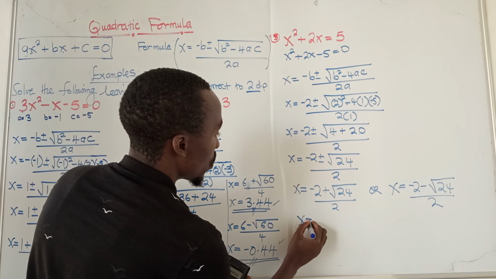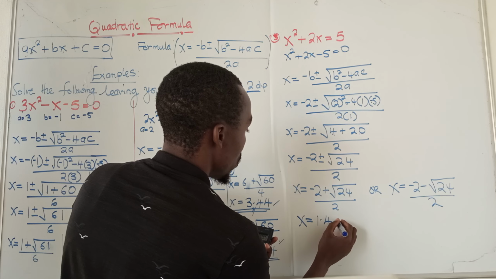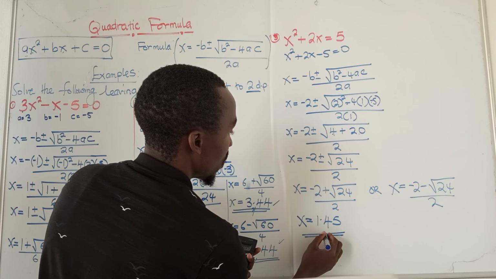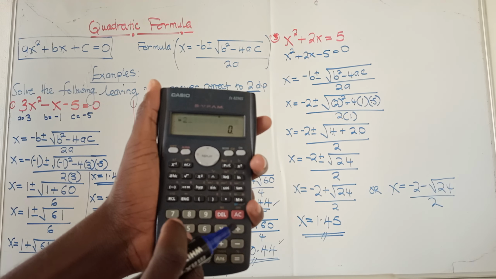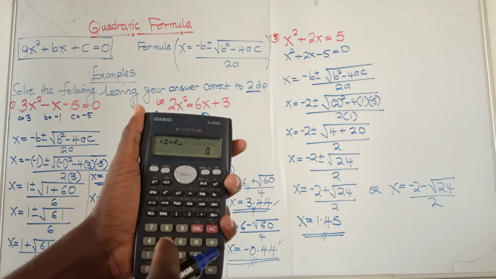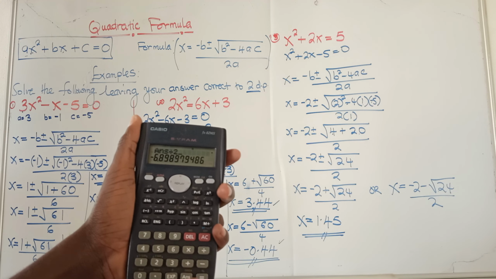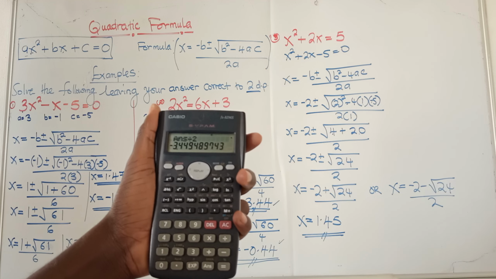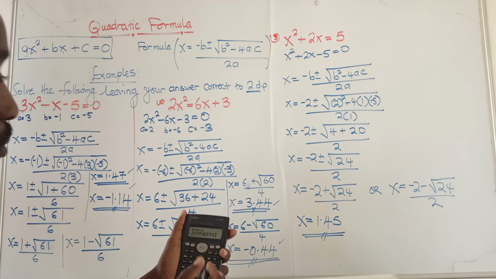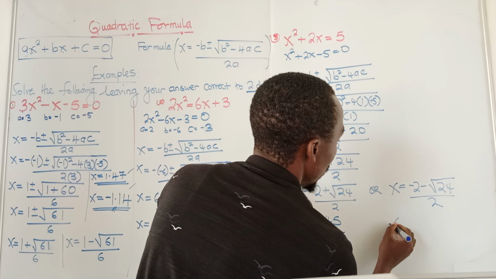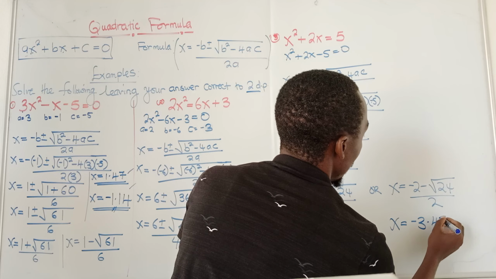So our x equals to 1.45. Okay, that is our first answer. Let's go to our second answer. We have negative 2 minus the square root of 24 there, and then we divide that by 2. Okay, so it will give us negative 3.449. So as usual, the 9 will give 1 to 4. So x is equals to negative 3.45.